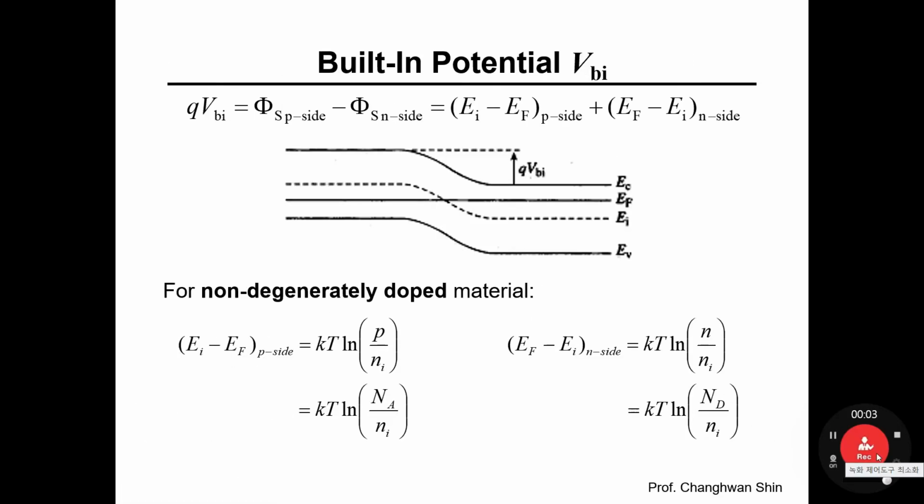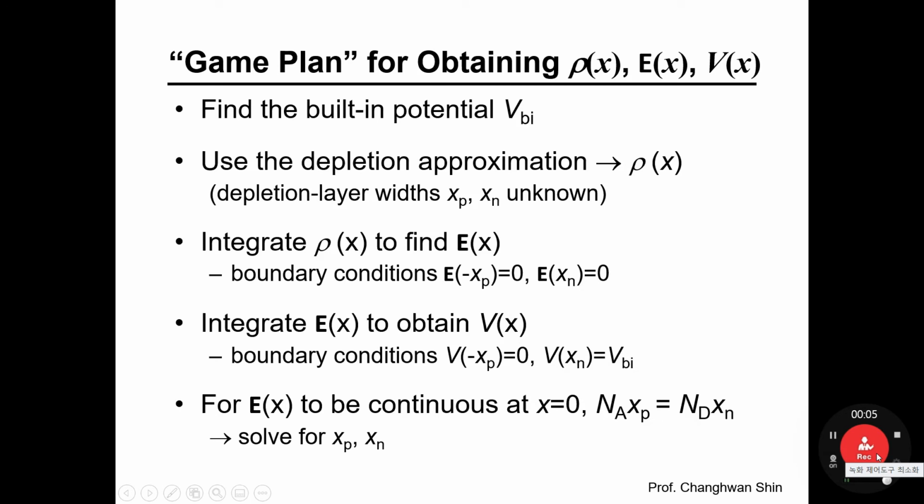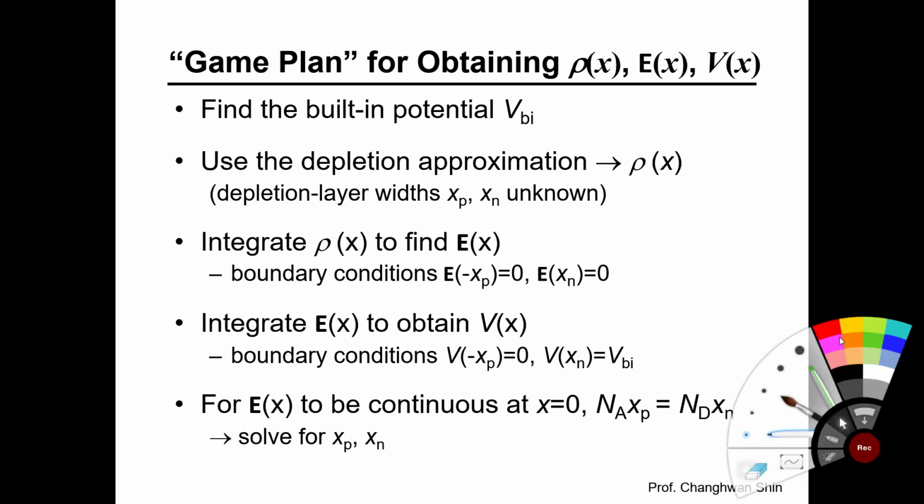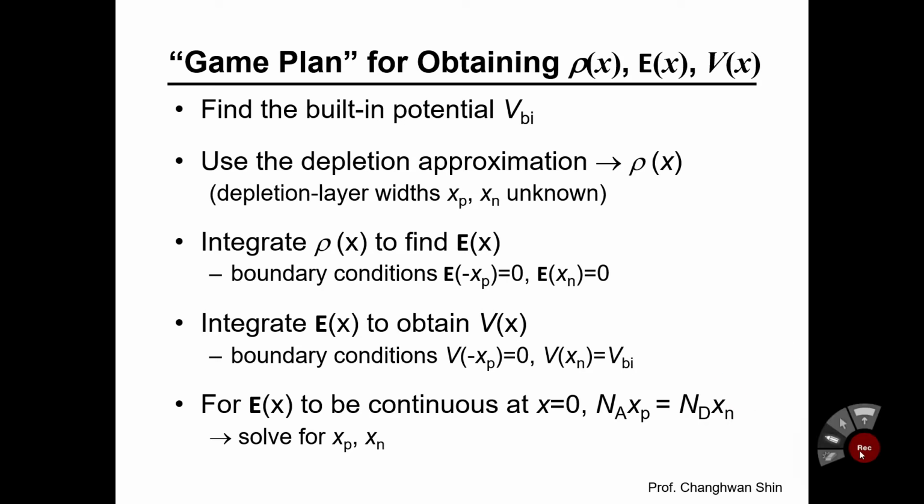Okay, so in this movie clip, let's get into some more details on how to complete the electrostatic analysis. So let's see. Okay, so the game plan is as follows. First, we should look for the built-in potential V_bi across the PN junction diode.